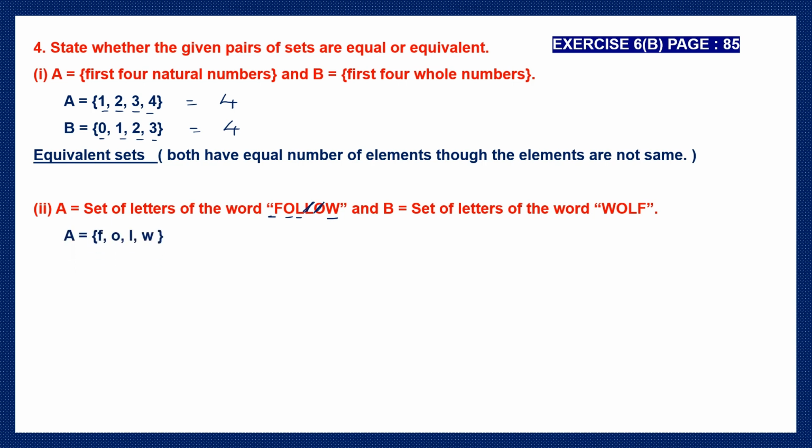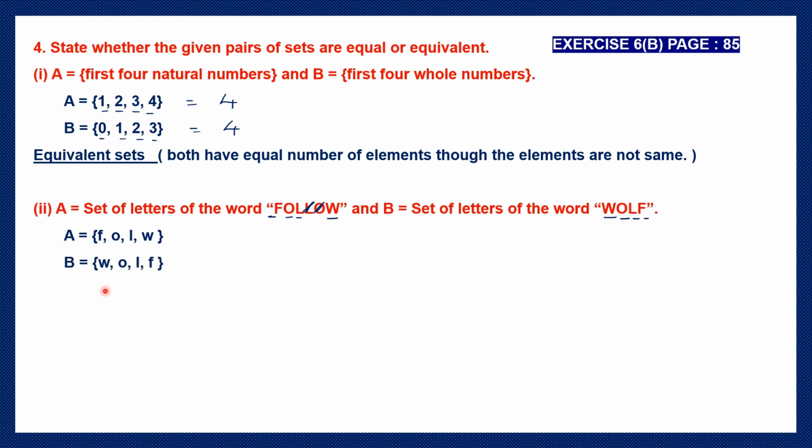Now let's write it down. So we have it here: F, O, L, W, putting a comma after each. We have 4 elements. Now set B is the set of the letters of the word wolf. So we have W, O, L and F. Let's write that down: W, O, L and F.